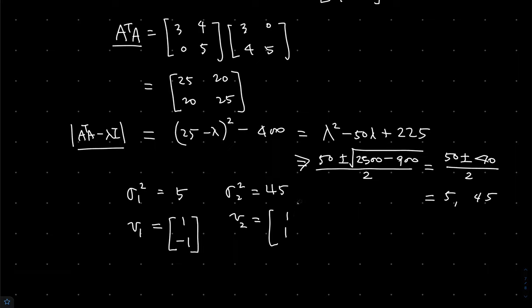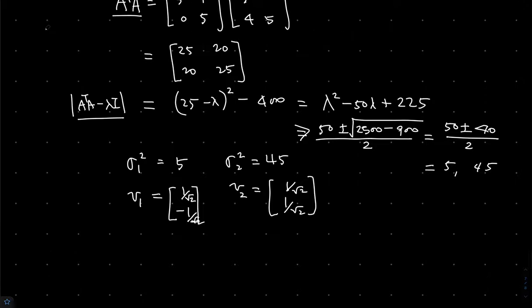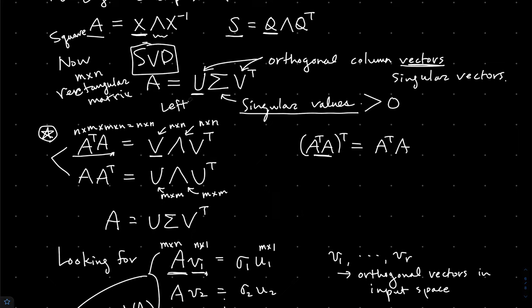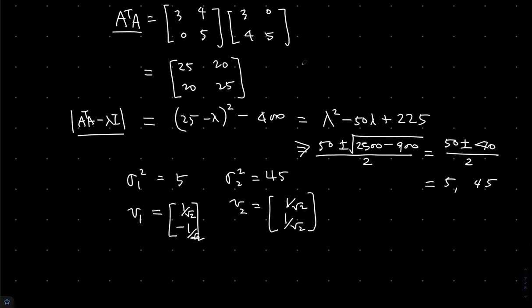But now, if we want to make them orthonormal, we would have to divide by root 2, right? So we get these eigenvectors, which are now the singular vectors for A. Now, all we have to do is find the singular vectors U. And I forgot to mention that in the singular value decomposition, we call these the left singular vectors, and these are the right singular vectors. Okay, so remember that. So we found the right singular vectors. Now we need to find the left singular vectors.